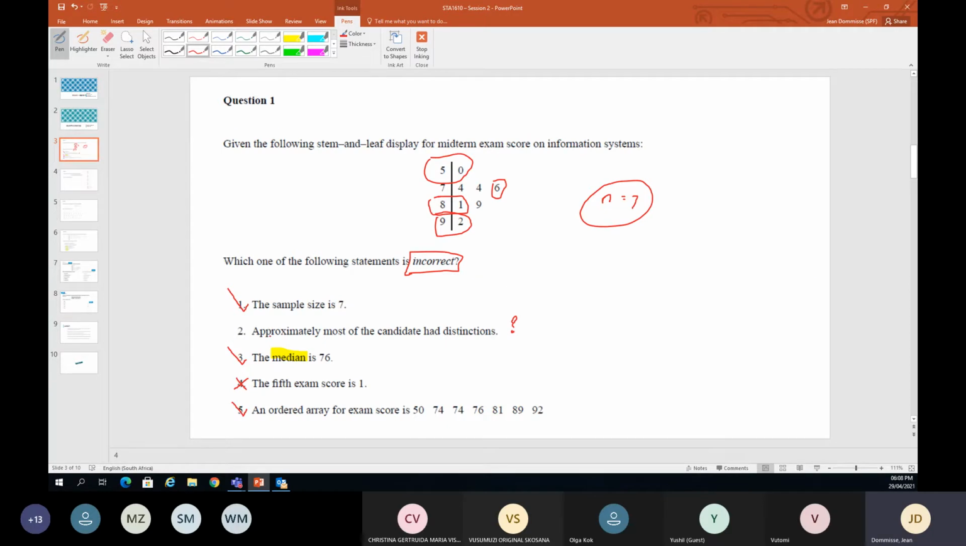So let's look at: approximately most of the candidates had distinctions. Let me just erase that first. When they say approximately most have distinctions, remember distinction is 75 or more. So we're basically looking at those values: 1, 2, 3, 4. So 4 have distinctions, 3 have not. So most of your candidates had distinctions. Okay, so that is also correct.